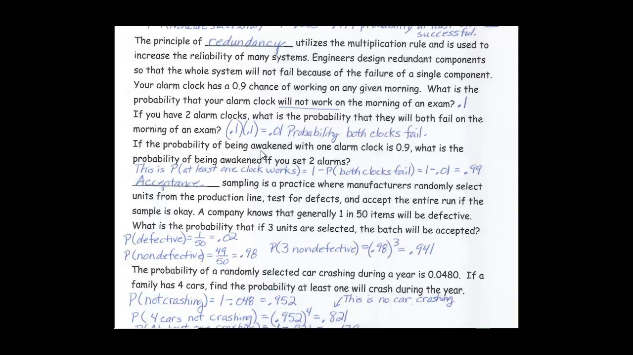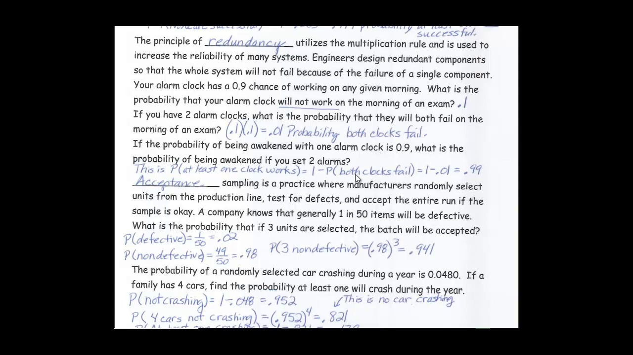Okay, so if the probability of being awakened with 1 clock is 0.9, what is the probability of being awakened if you set 2 alarms? And that's what I just discussed there. But this is writing out all the mathematical equation that you would use. Probability of at least 1 clock works is equal to 1 minus the probability that both clocks fail.